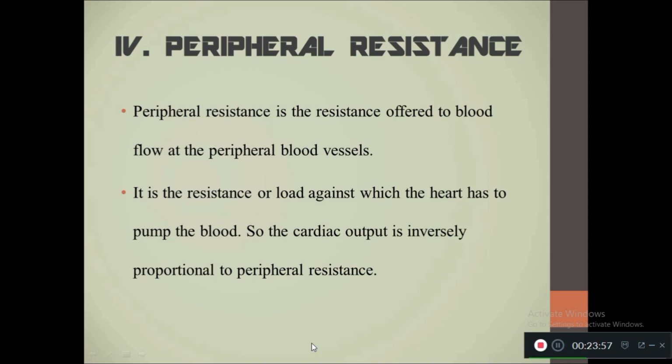So these are the various factors which regulate our cardiac output. Hope you can write all these three questions in the exam in future if they come.